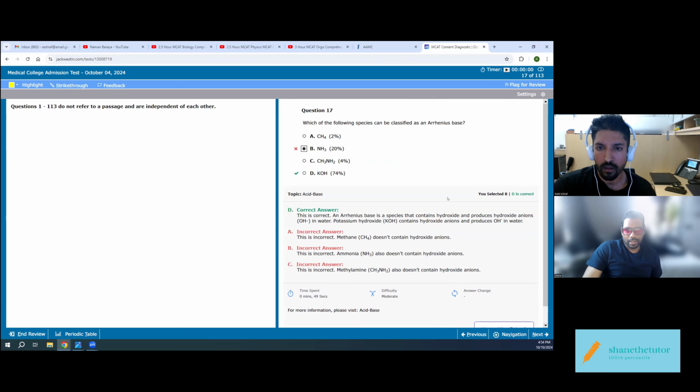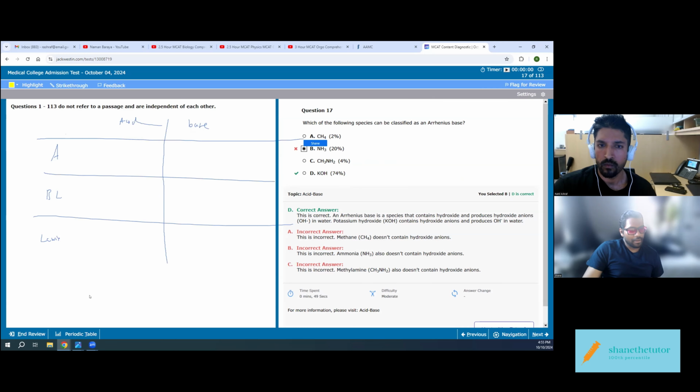Okay, so let's talk about the different definitions of bases. There's the Arrhenius one, the Bronsted-Lowry one, the Lewis one. Now, the Arrhenius definition is the most simplistic, and an Arrhenius acid is just something that produces hydronium ion. And this is in the context of water.